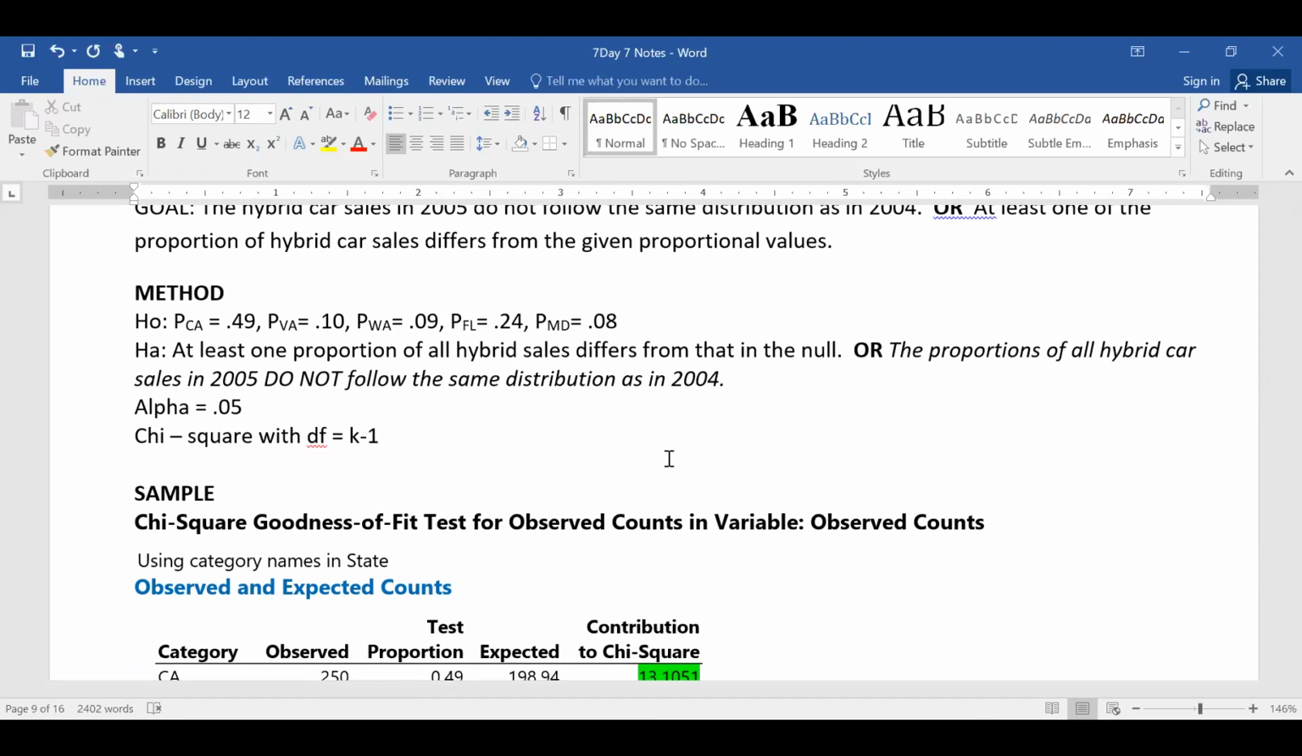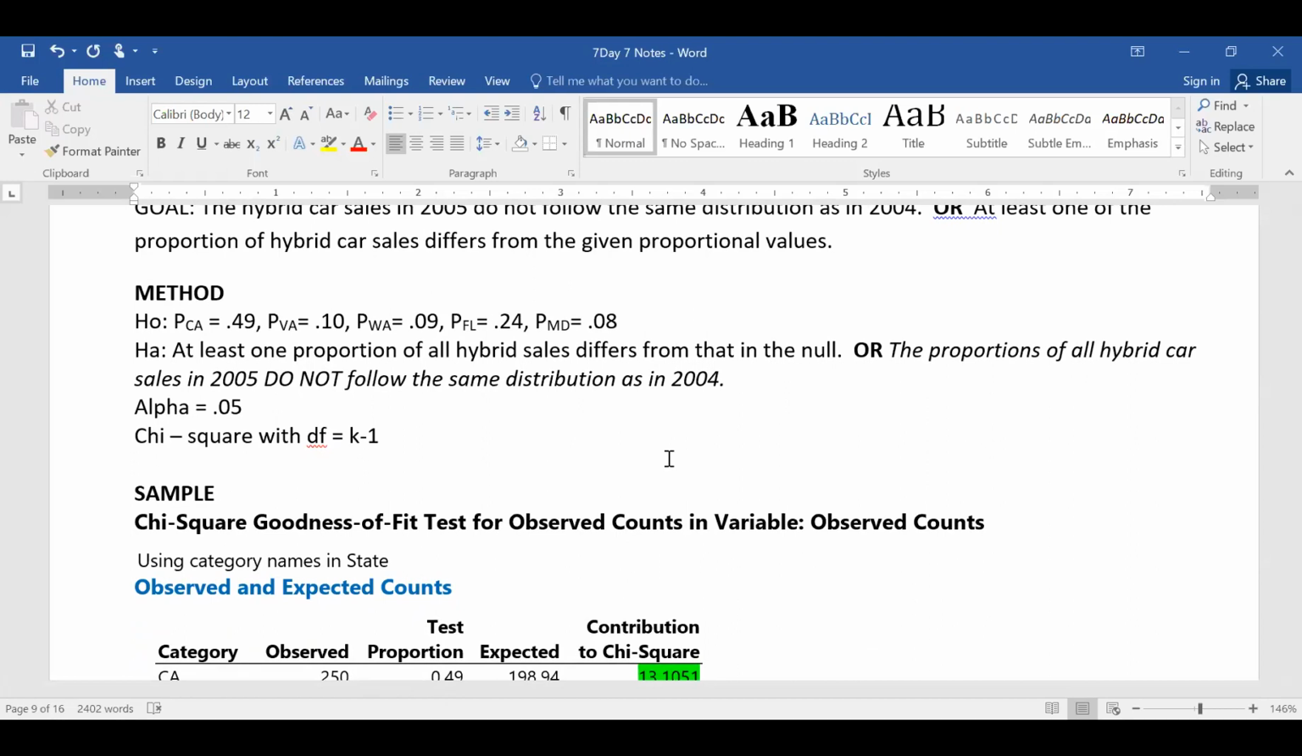So remember how we had the 2 situations. We just talked about how it's a specific breakdown. So my null matches the breakdown from 2004 that was given to me, those percentages. So it's P of CA is equal to 0.49, then Virginia 0.1, right? And so it's the percentages just written as decimal form.